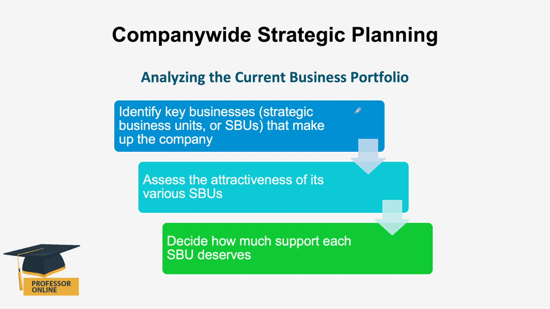Now, when you analyze the current business portfolio, you identify key businesses. Of course, first of all, you identify the SBUs that make up the company. You have 6 or 7 different companies that make up Facebook. You assess the attractiveness of various SBUs. So Instagram is maybe more popular than Facebook. Maybe TikTok is more popular than Instagram. So you assess the attractiveness of its various SBUs, and then you decide how much support each SBU deserves.